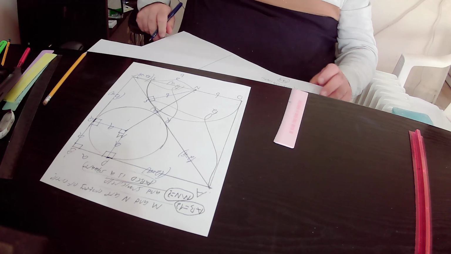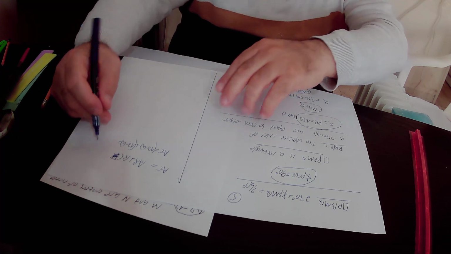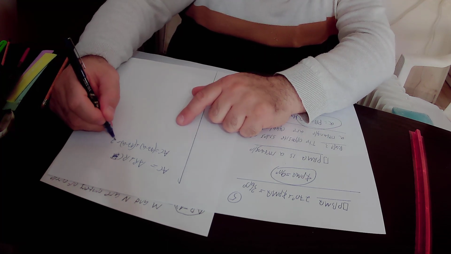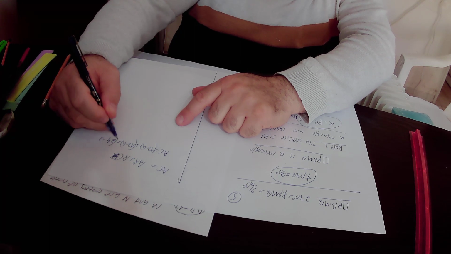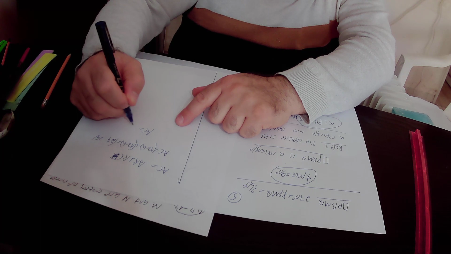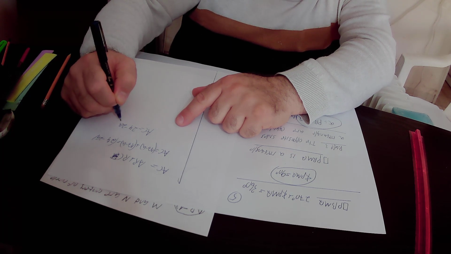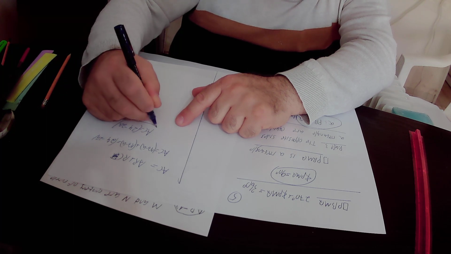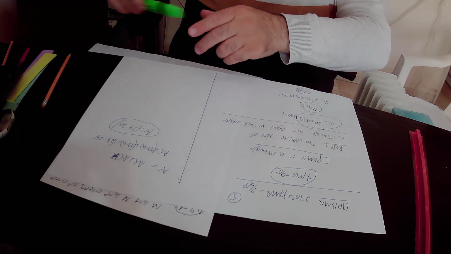So in conclusion, we found out that AC equals 12 minus A plus 12 minus A. 12 plus 12 is 24, minus A minus A is minus 2A. So in conclusion, we found out that AC equals 24 minus 2A.